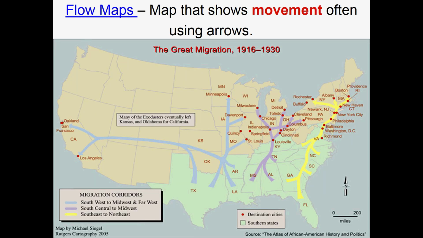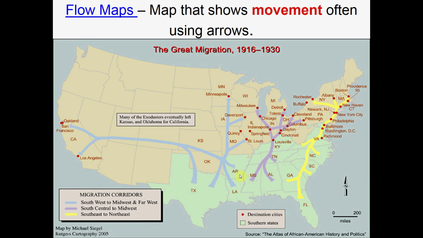The fourth type of map is a flow map. A flow map does just that. It shows how things move. So with the Great Migration in early U.S. history, we can see that African Americans left the South and moved north in order to escape segregation and find better jobs in industry during World War I.